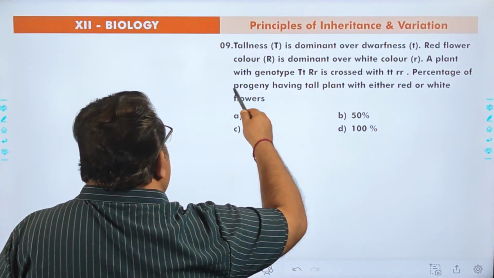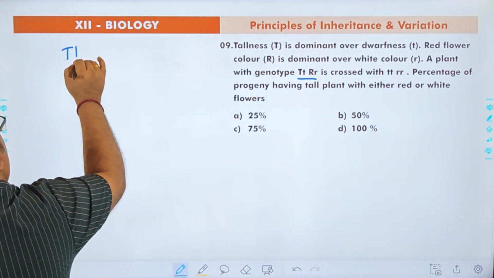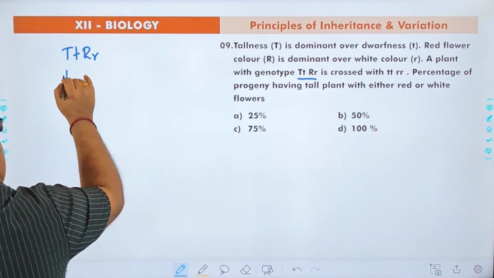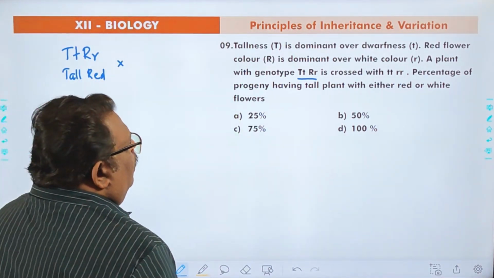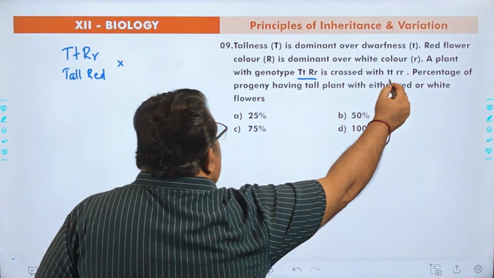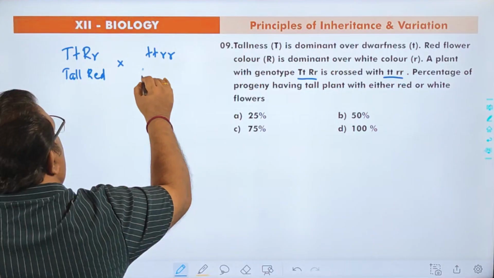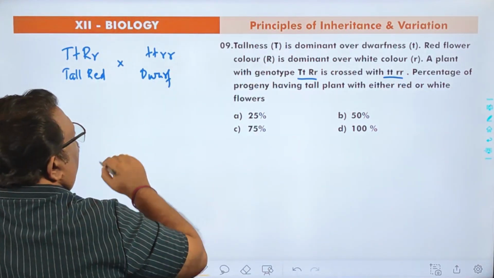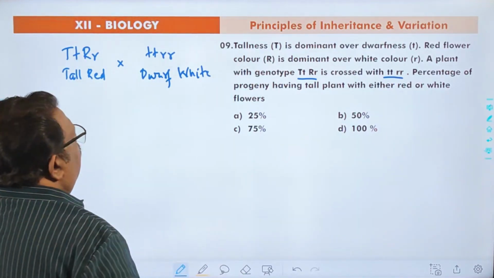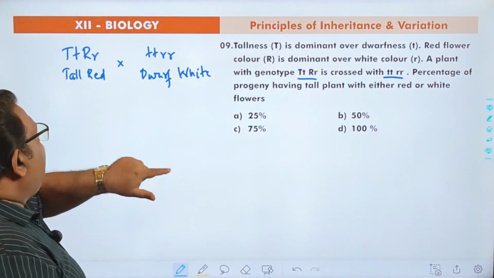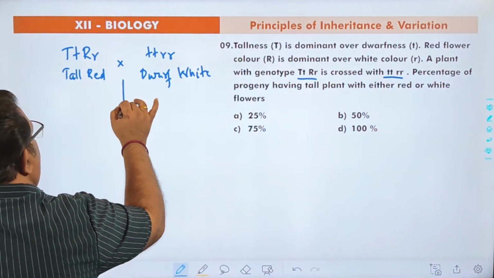A plant with the genotype capital T, small t, capital R, small r will be tall, red. It is crossed with small t, small t, small r, small r, which will be dwarf and white. So actually this is a test cross, a dihybrid crossed with a homozygous recessive.